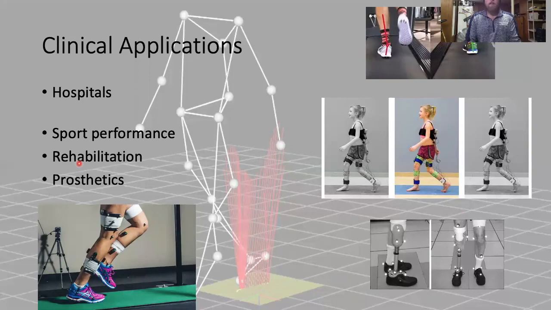Where would we apply the information that we get from qualitative or quantitative gait analysis? We would use it in hospitals with clinical populations, folks that have clinical conditions that affect their gait.